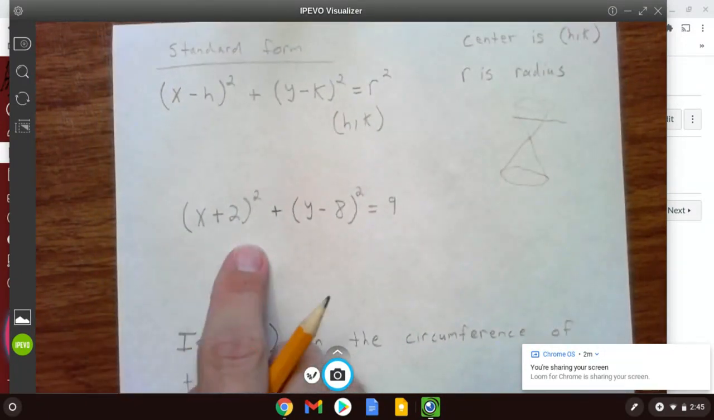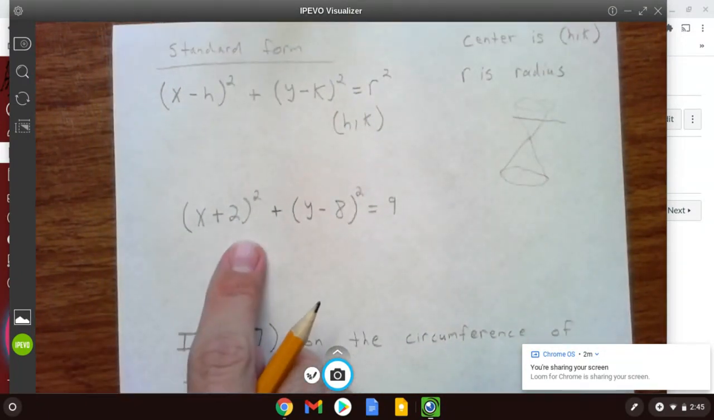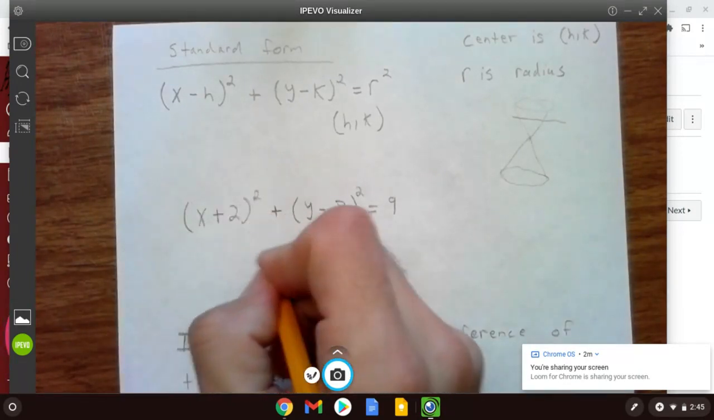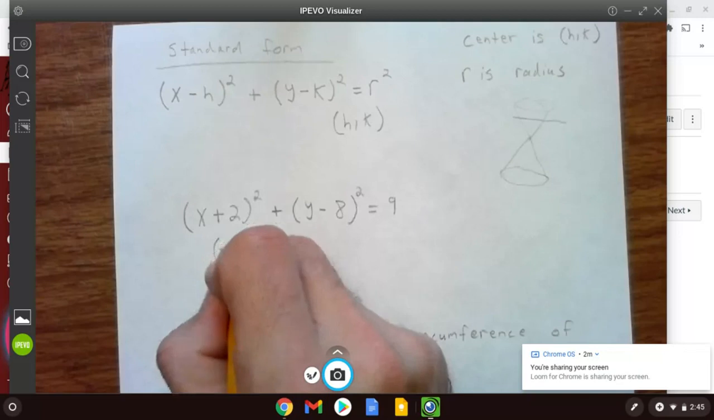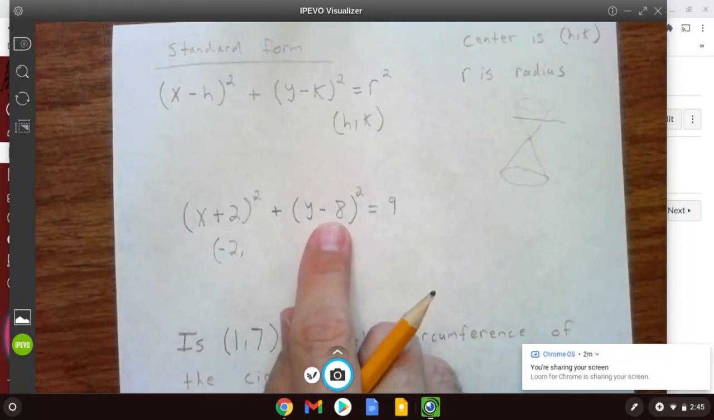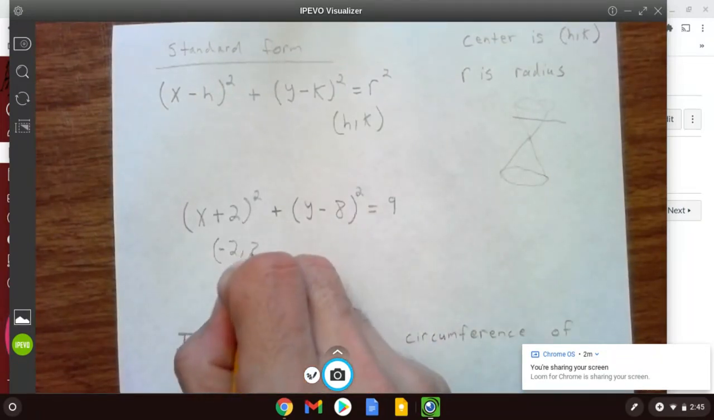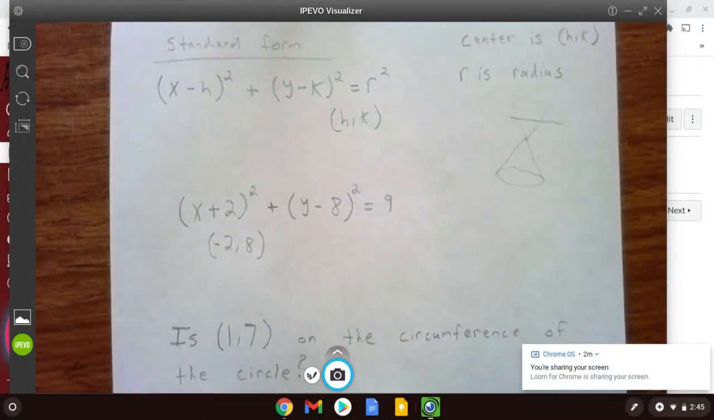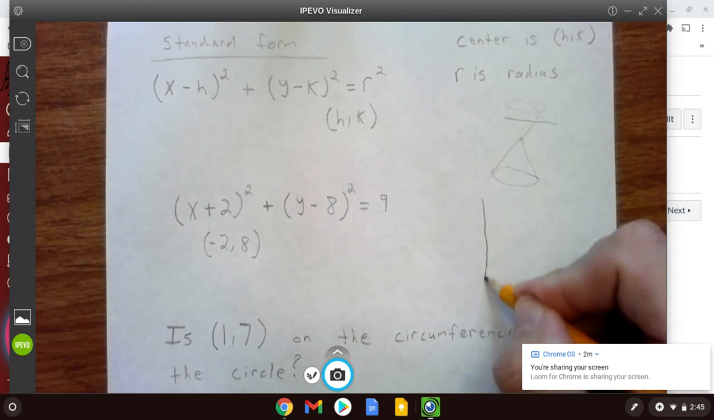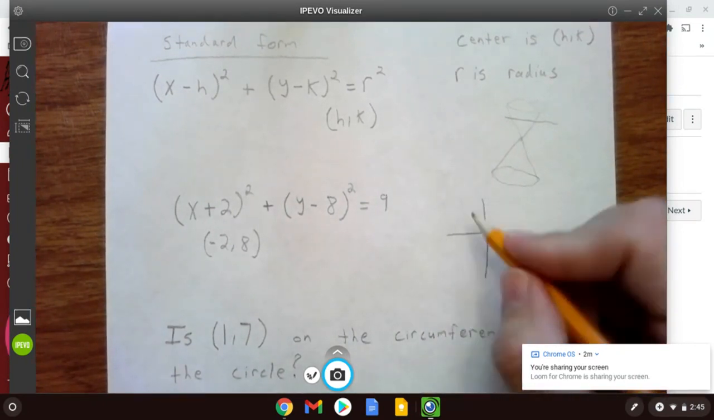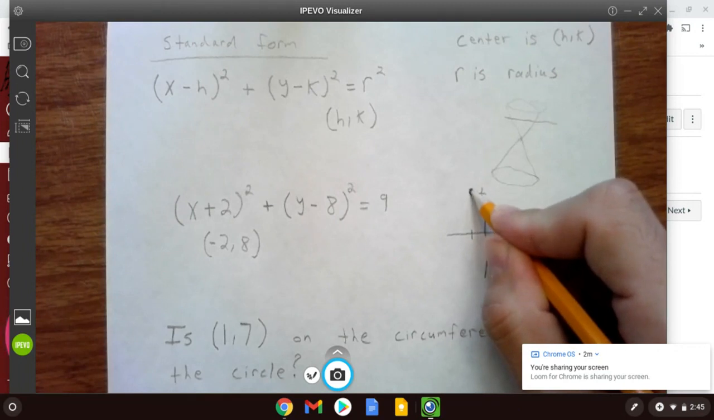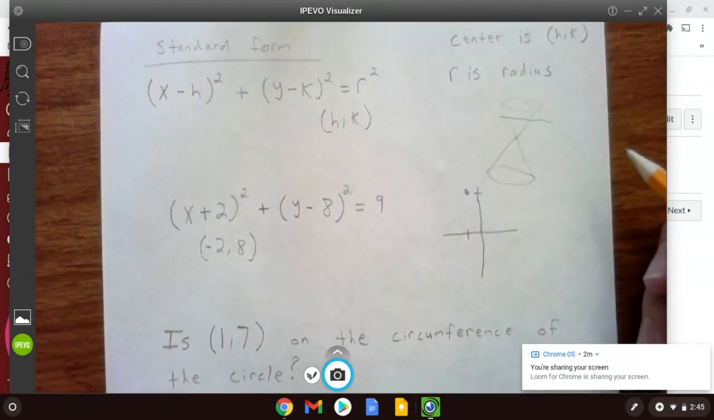All right, now in this example, if we just want to identify the center, it's going to be 2 to the left. So 2 to the left is going to be at -2 for x, and then 8 units up. So it's going to be an 8 for the y. All right, so the center of the circle is going to be at -2, 8. So -2, 8 is somewhere in there. That would be the center of the circle.